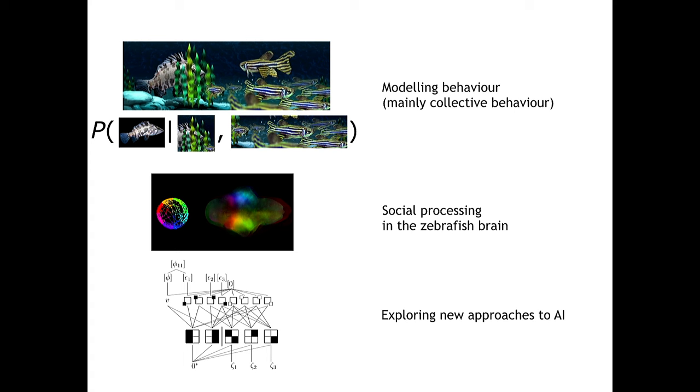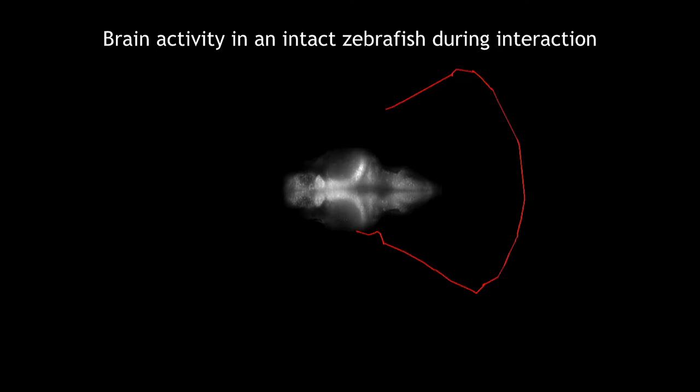So one of the things we do is to model behavior, and I will be talking about modeling collective behavior. We are also neuroscientists, so we are looking at brain activity while the animals are in groups or interacting with other animals. There is another path in the lab that is exploring new approaches to machine learning or AI. I will be talking about modeling collective behavior, but I will tell you 1 minute about our work in brains by just showing you a video.